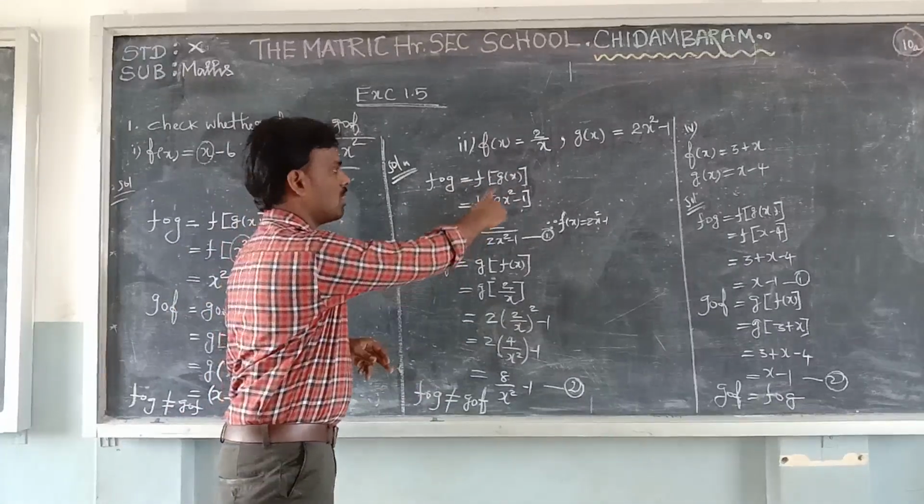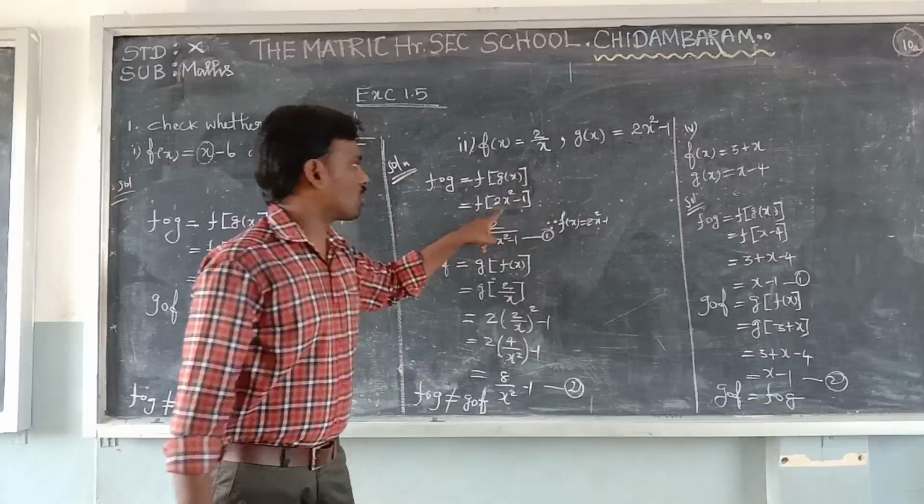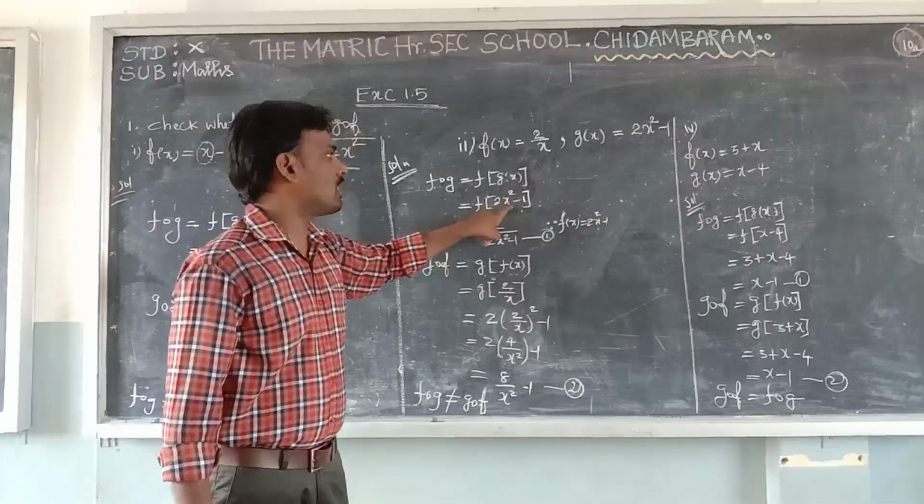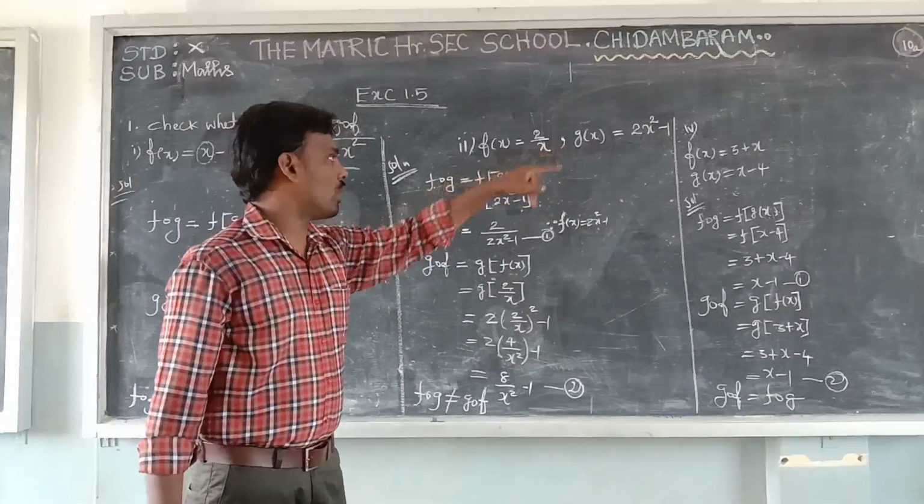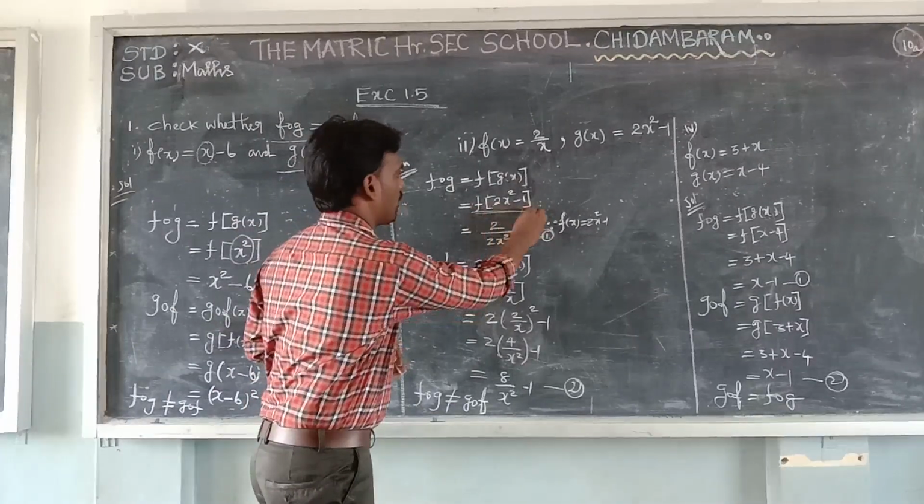Here f is stable. g of x. What about g of x? g of x is 2x square minus 1. Just to replace g of x, g of x equal to 2x square minus 1. So like which one is f of x?